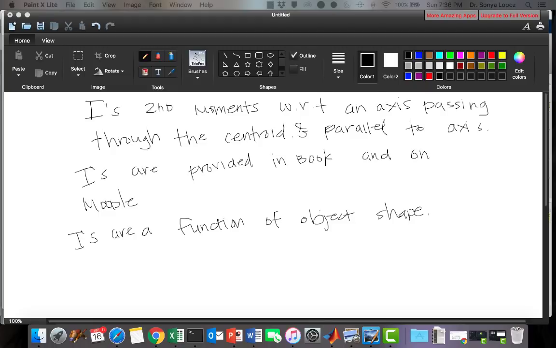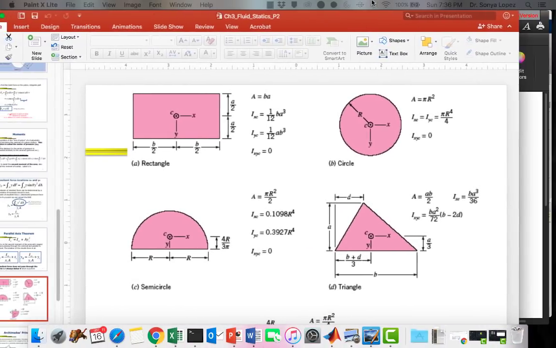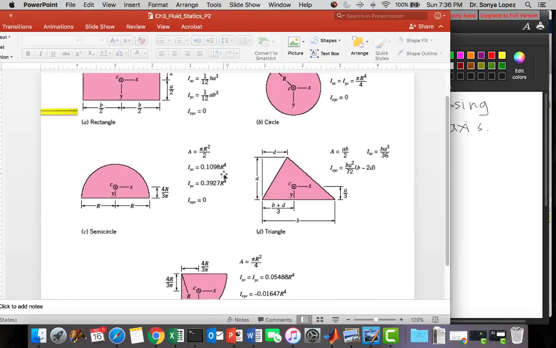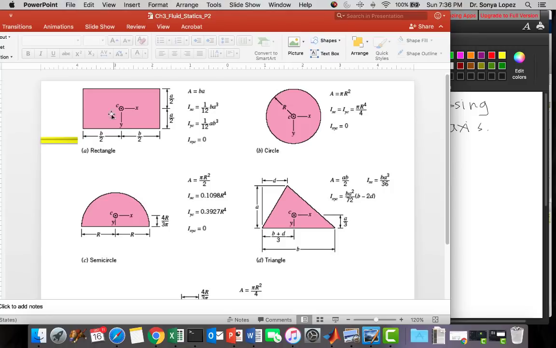Okay, so here are examples of the object shapes. So here we have a rectangle. Let's zoom in on the rectangle equations. So we have our x-axis, right? Remember, that's into the page, and we have a y-axis, right? That's along the side. And here is our centroid. You notice these equations require you to calculate what B is, which B corresponds to which axis?